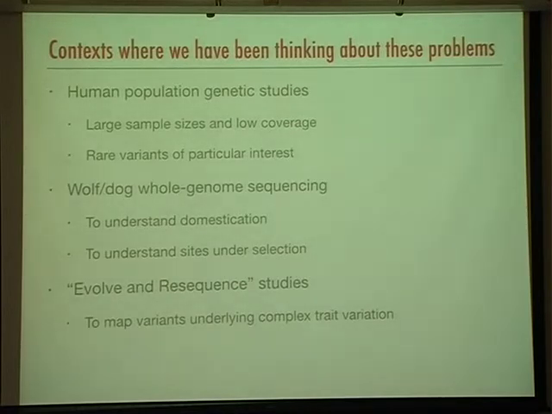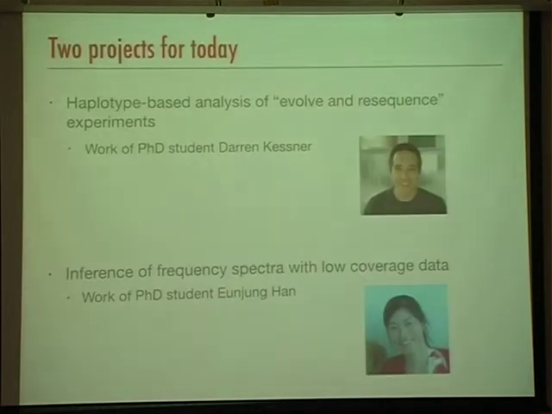And so is that enough? Is that problematic? And then finally, and this is one area I'm going to talk about quite a bit today, are these Evolve-And-Resequence studies, where I'll elaborate on them in another slide or two, but the question is about how to analyze pooled sequencing data. So specifically I'll talk about these haplotype-based analyses of Evolve-And-Resequence experiments.